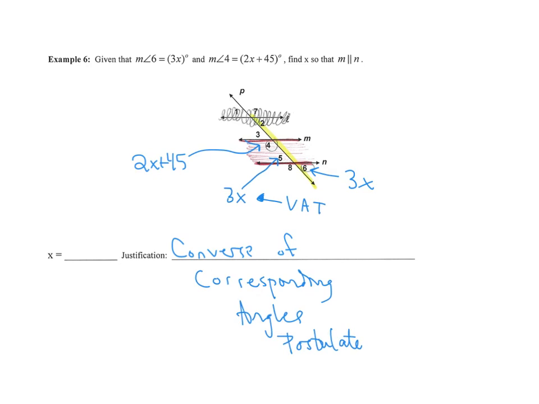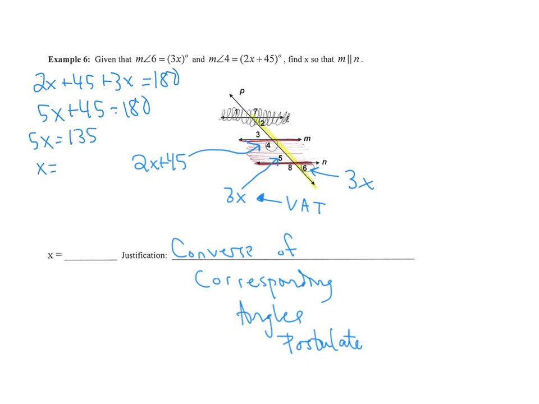So we have 2x plus 45 plus 3x add up to 180 degrees. So that's 5x plus 45 equals 180. Subtract 45 from both sides. So 180 minus 45 is 135. Divide both sides by 5 and you get 27. So x is 27. And that's the end of our lesson.